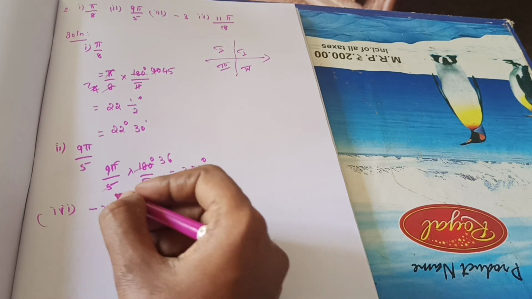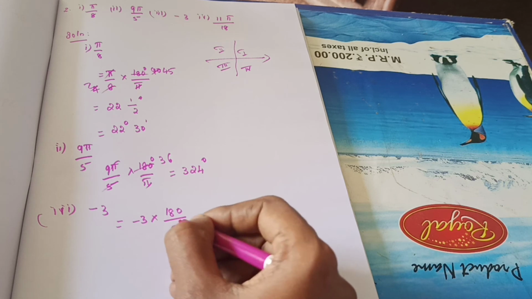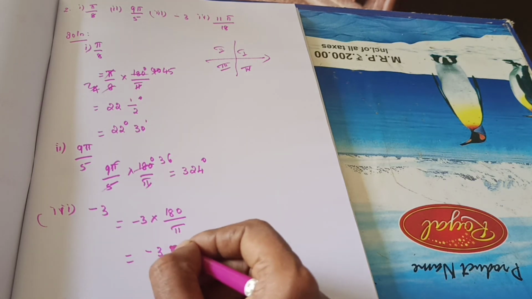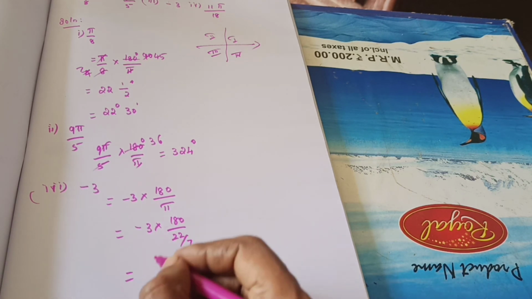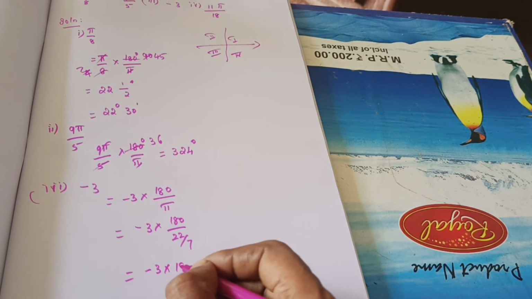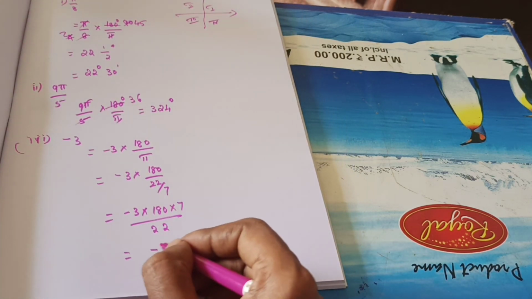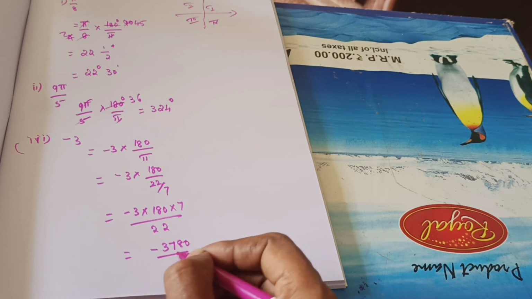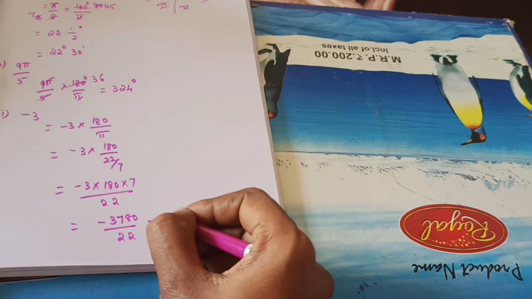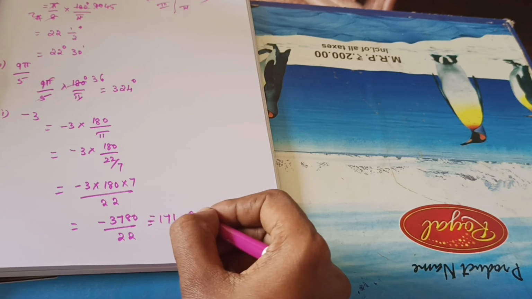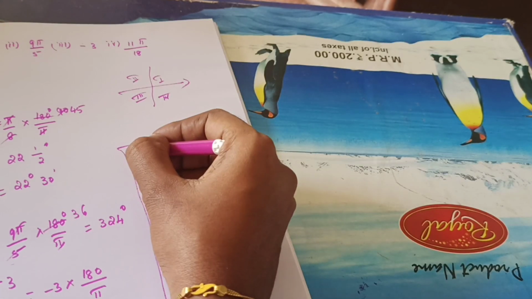Minus 3 radians means minus 3 into 180 by pi. That's equal to minus 3 into 180 divided by 22 by 7. So it will go up: minus 3 into 180 into 7 divided by 22. Multiplying, we get minus 3780 divided by 22. If you divide and write it, you will get minus 171.8 degree. This is another easy one, you can try.